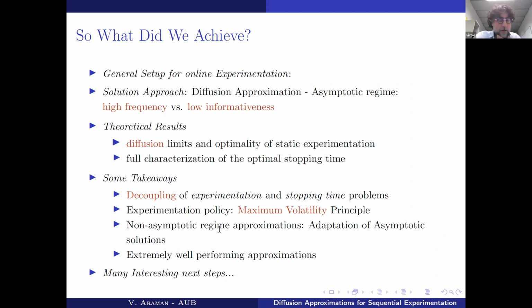Any questions at this point? Whether the asymptotic optimality proof is difficult. I mean, the optimal policy derived from the diffusion model should be asymptotically optimal in the original model.